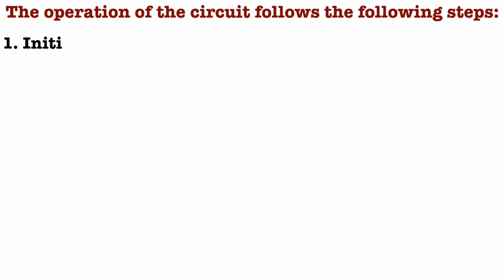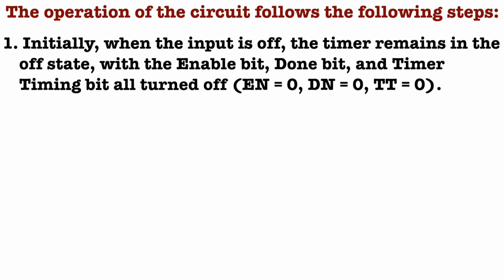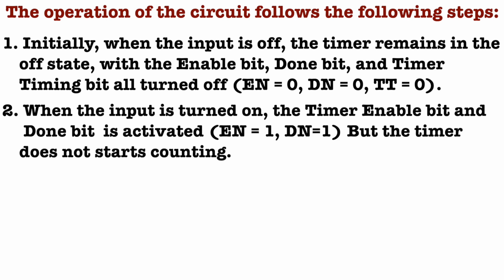In the first step, initially when the input is off, the timer remains in the off state, with the enable bit, done bit and timer timing bit all turned off. That's why EN equals 0, DN equals 0 and the timer timing bit TT equals 0. In the next step, when the input is turned on, the timer enable bit and the done bit are activated. Means when we provide the supply to our timer, our input becomes high, the enable bit becomes high and the done bit is also high. That's why EN is 1 and DN is also 1.